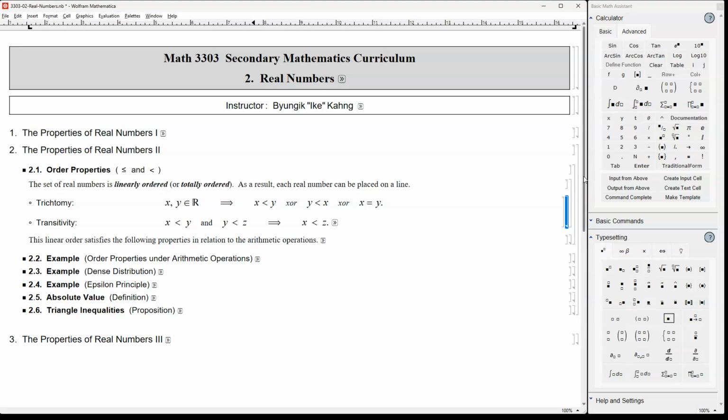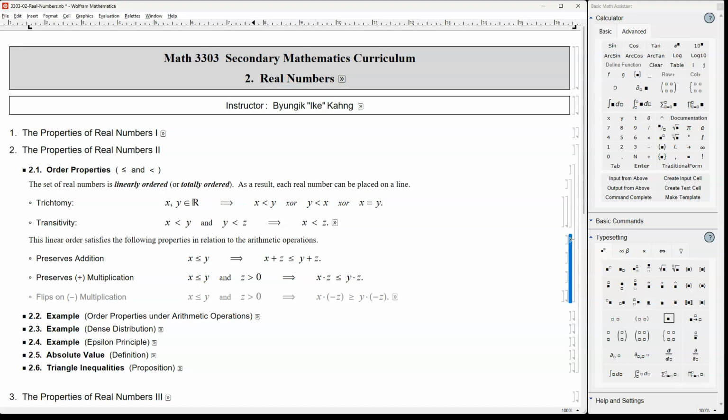And then we have 2 more important properties. Now this time, these 2 properties put together the ordering and arithmetic operation. First, when x is less than or equal to y, x plus z is less than or equal to y plus z. So the inequality preserves the addition. If I add the same number to both left-hand side and right-hand side, the inequality is preserved.